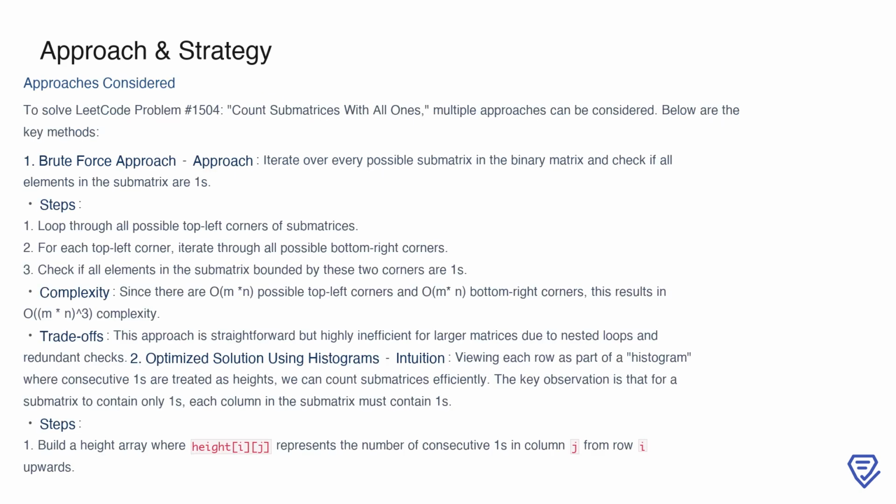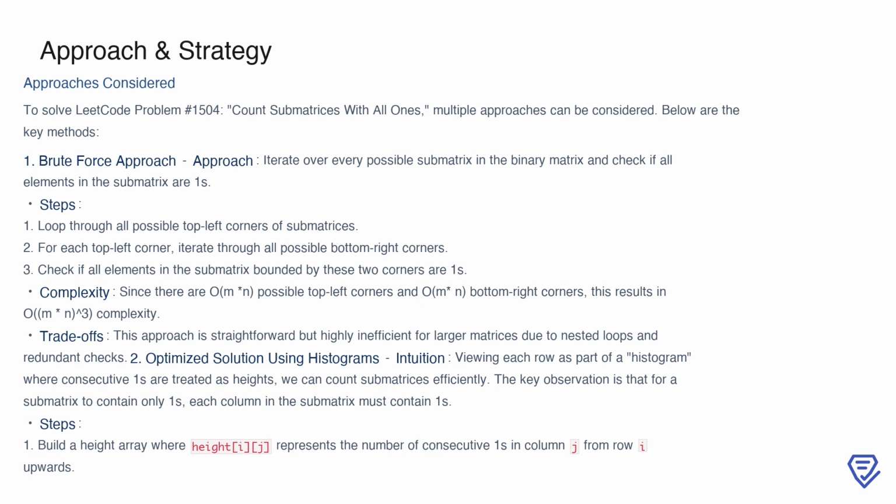To solve the problem of counting submatrices with all ones, we can explore several approaches, each with its own strengths and trade-offs. The brute force approach, while straightforward, involves iterating over all possible submatrices in the binary matrix. For every potential top left corner, we examine all possible bottom right corners and check if the elements within the defined submatrix are all ones. Although simple to understand, this method is computationally expensive, as it requires nested loops and leads to a time complexity of O((m times n) cubed). This inefficiency makes it impractical for larger matrices.